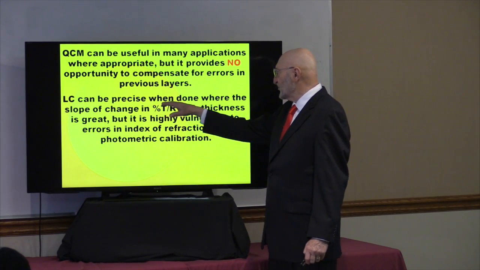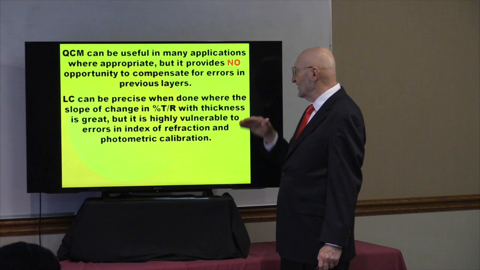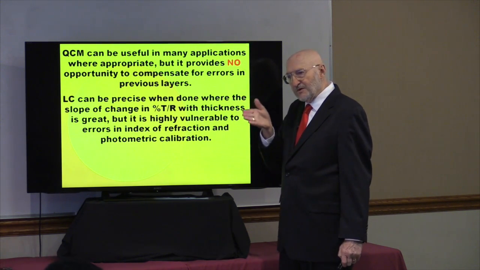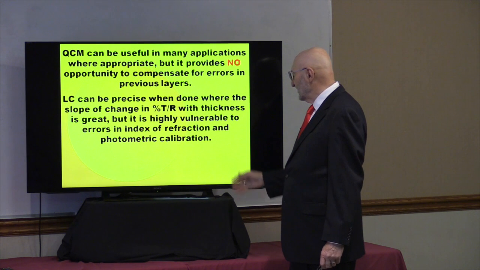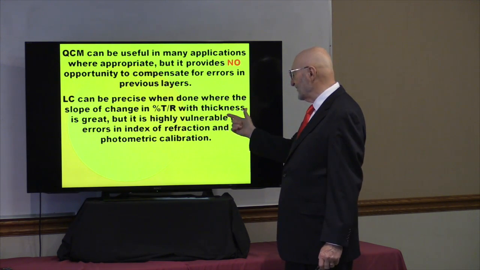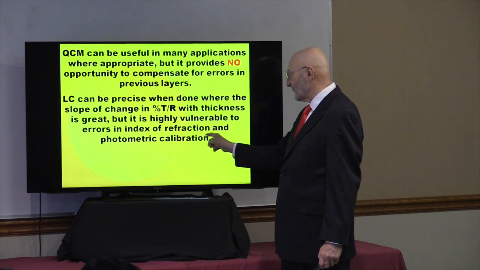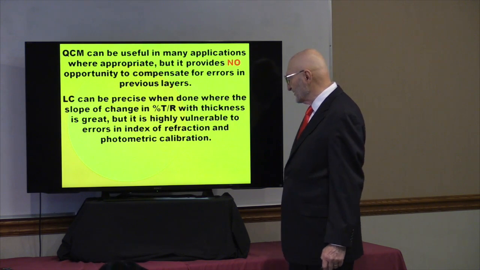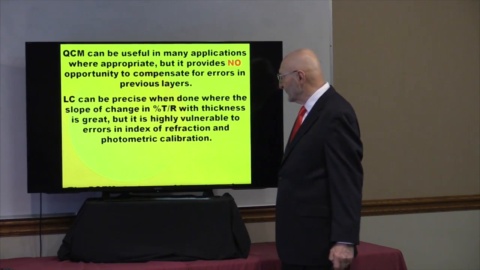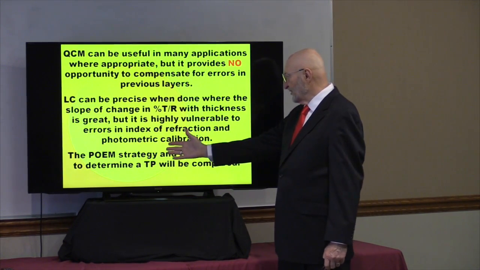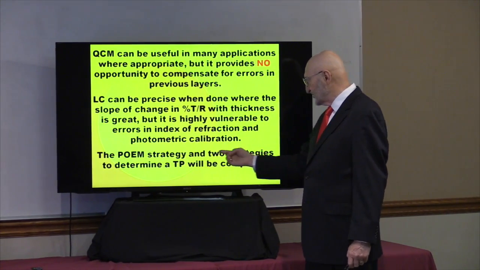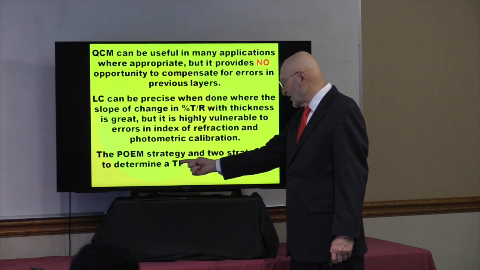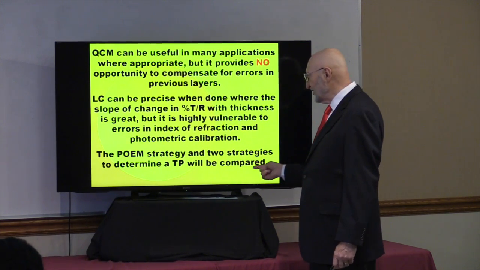Level cuts can be precise when done where the slope is steep. If the slope is gradual, they're not as precise. But they're highly vulnerable to errors in the index of refraction and the photometric calibration. The POEM strategy and the two strategies that we'll talk about with turning points will be compared.